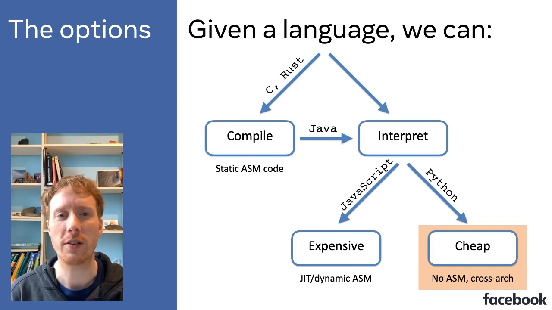Techniques that are used here are things like just-in-time compilation and dynamic generation of assembly code. Then there are languages that are still popular, but less common. And these are languages like Python. If you look at the Python interpreter, CPython, it doesn't have any assembly code generation. It just runs through your code using a bytecode interpretation approach. No assembly code, cross-architecture, much less cost to write, and a bit slower. And that's the kind of interpreters we're going to be looking at in this talk.